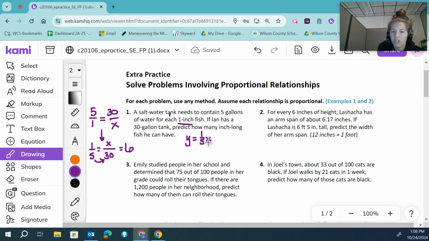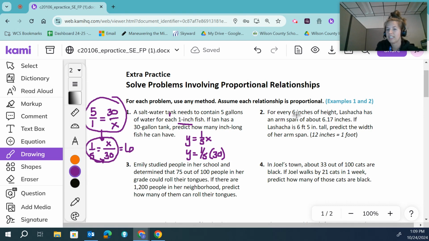Now we can use our equation that we have, and we would substitute here. If y is the total number of fish, we would have y equals 1/5 times 30 gallons. 1/5 times 30, and you can see that's exactly what we just did here, equals 6. So either way you solve this is totally fine. If they ask for a proportion, this is what they are looking for, one of these two things. Okay, so let's take a look at this one.